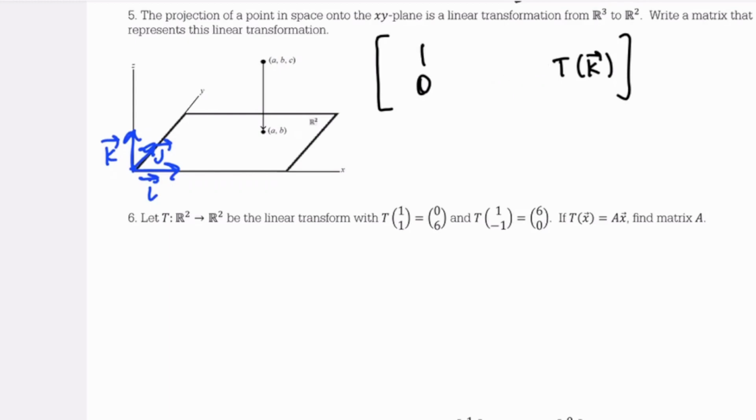J is going to be the same story. It's already in the xy plane. It's vector 0, 1. If we take the z coordinate away, which is what we're doing if we're just projecting from R3 onto R2, so we're just completely ignoring z and saying, what point is it above or below? And then T of K, well, what happens to the 0, 0, 1, what point is it right above? It's right above the origin, so we put 0, 0 there.